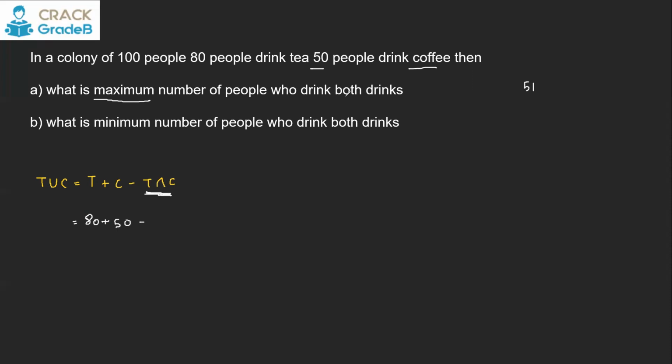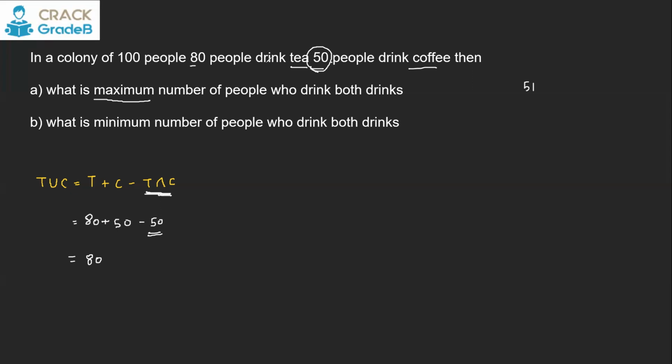And if you want to maximize the number of people who drink both drinks, it cannot go beyond 50. So 50 is the maximum value for that, and that gives us union as 80. Union 80 means 80 people drink at least one drink. So it is like saying 80 people drink tea, and out of those 80, 50 drink coffee as well. So there is a lot of analysis, a lot of imagining if you do it this way.